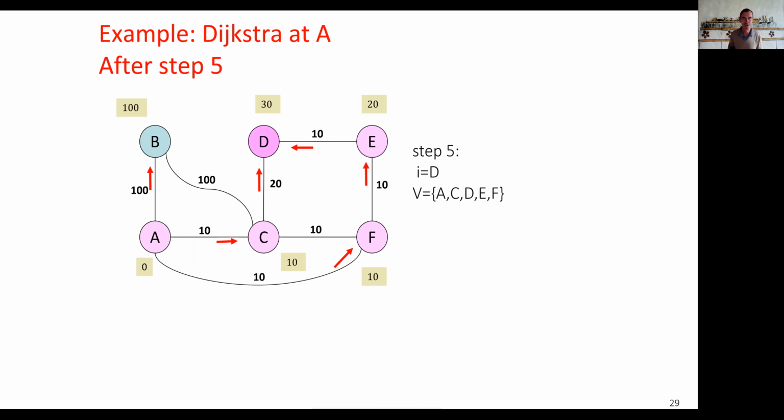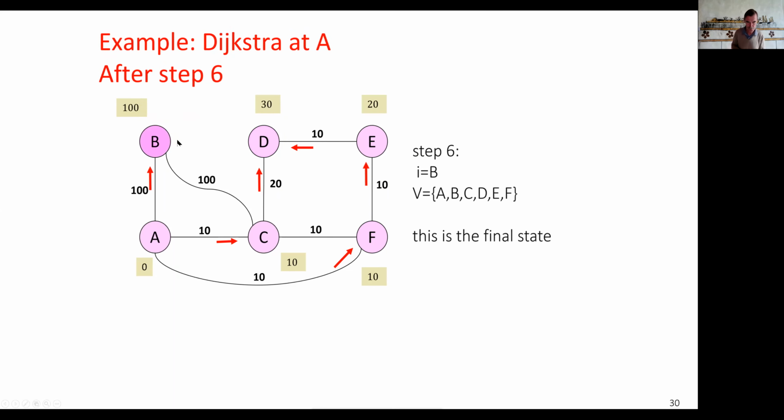Then after step 5, we're in this stage here, and then we will add node D. Node D has no new neighbor, so nothing happens. And then we add the remaining node, which is node B. So this is the final state. We see that in 6 iterations for a network of 6 nodes, we have completed, so it's a completely deterministic number of steps in the iteration. And at the end, we have the distances and the red arrows. The red arrows are giving the paths.